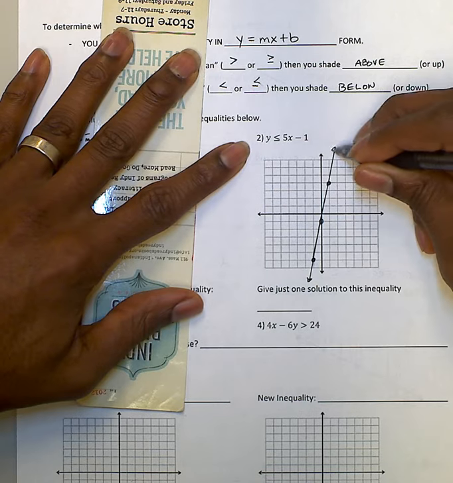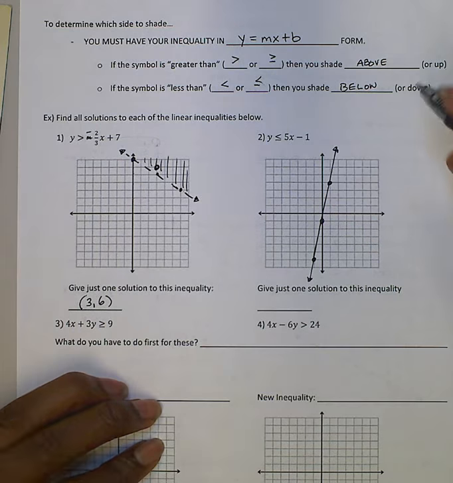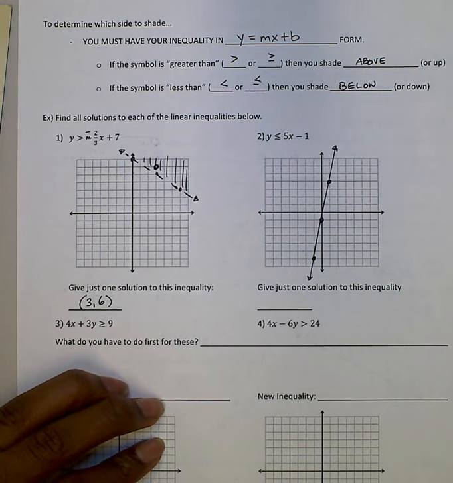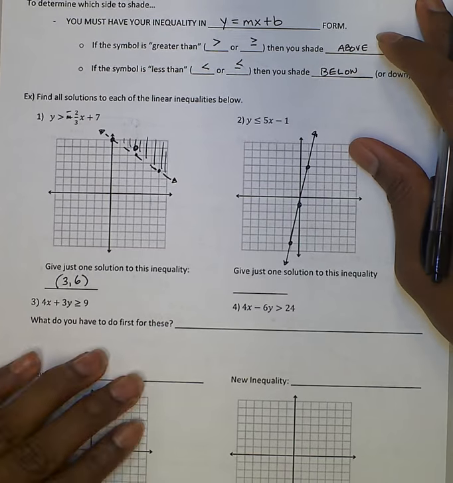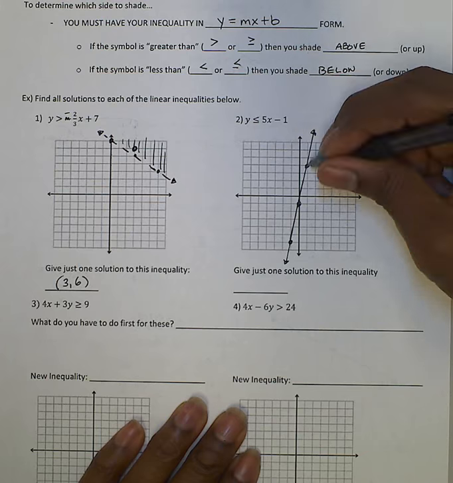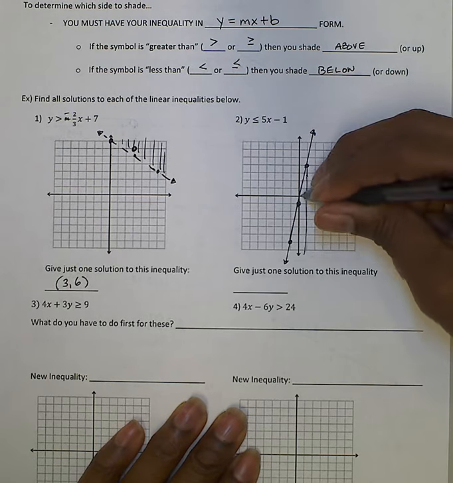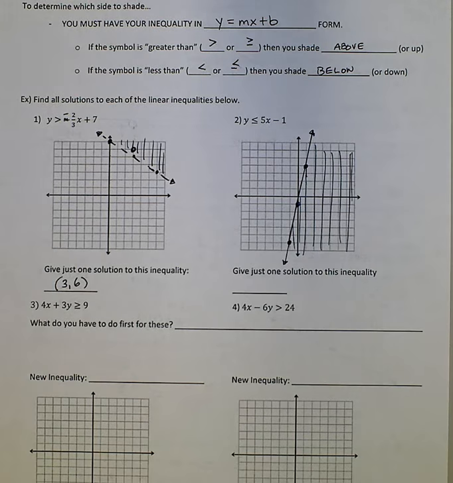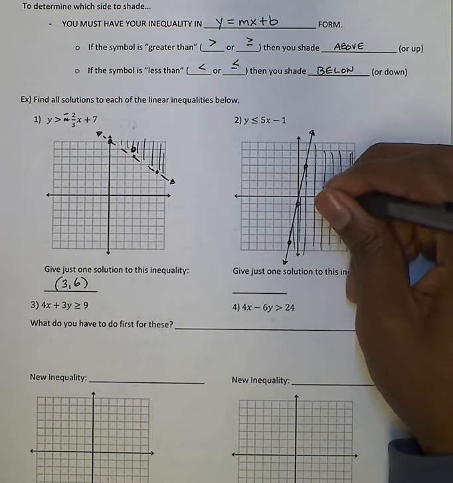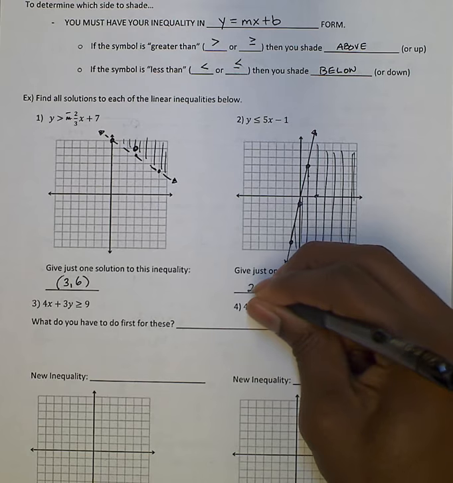And it's less than, so I shade below. Now, the more vertical a line gets, the more difficulty students usually have with where to shade. So, shade below, always just pick a point, drag it down. Okay, I'm going to shade on that side. All the solutions have to be on the same side, up or down. And now I have to pick a solution, anything over here, so I'll just say, sure, (2, 0). That point.